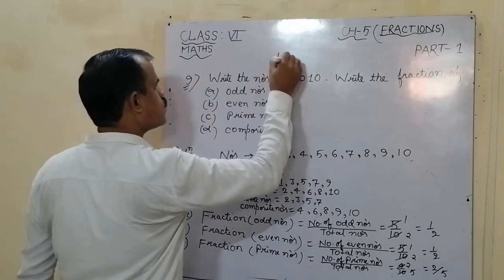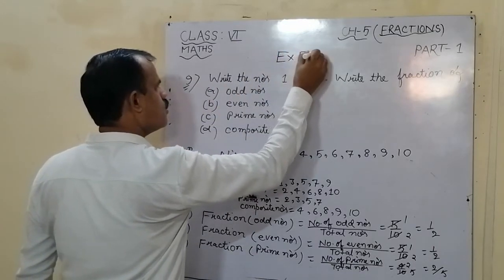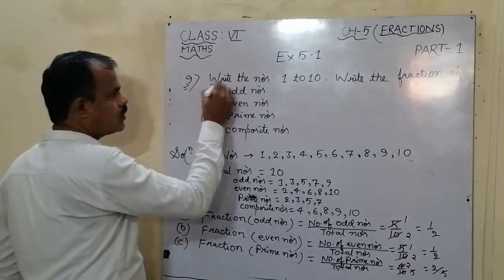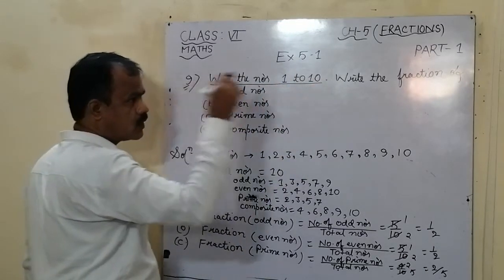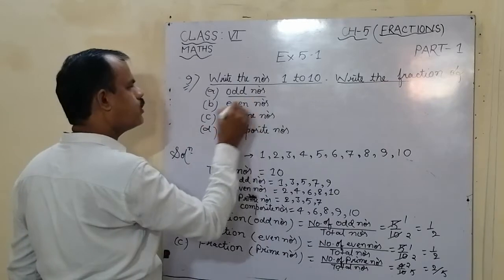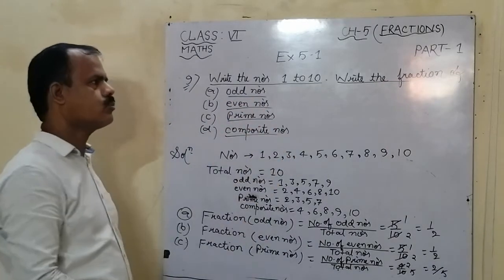Next question, question number 9. This is exercise 5.1. Write the numbers 1 to 10. Write the fraction of odd numbers, even numbers, prime numbers, composite numbers.